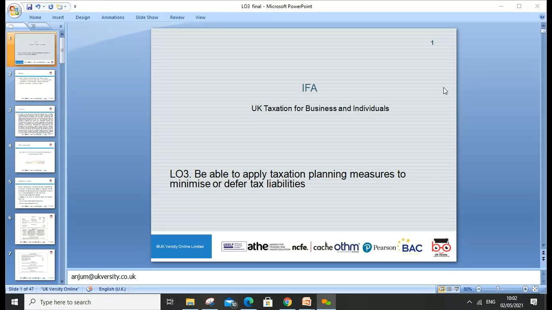Today's lesson we will go through our learning outcome 3, which is to be able to apply taxation planning measures to minimize our deferred tax liabilities.